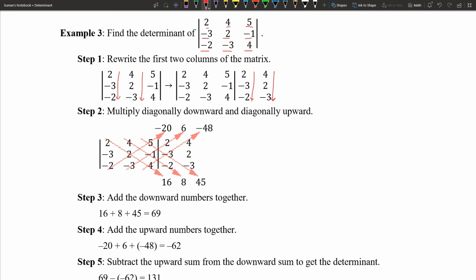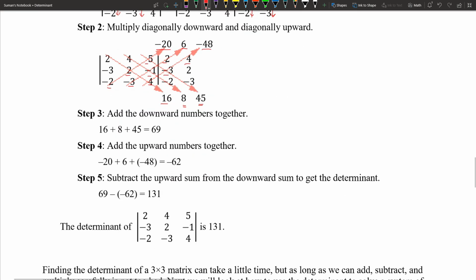Then once again look at the arrows. So 2 into 2 into 4, we are getting 16, that means multiplying diagonally downward. 4 into minus 1 into minus 2, getting 8. 5 into minus 3 into 3, getting 45, and multiplying diagonally upward, minus 2 into 2 into 5, that is minus 20. Minus 3 into minus 1 into 2, we are getting 6, and 4 into minus 3 into 4, we are getting minus 48.